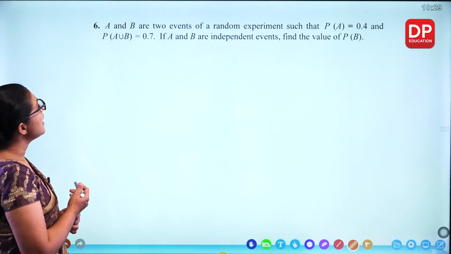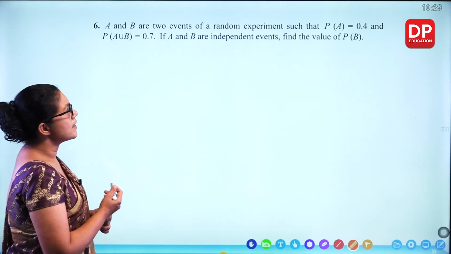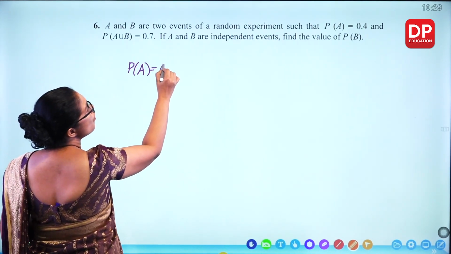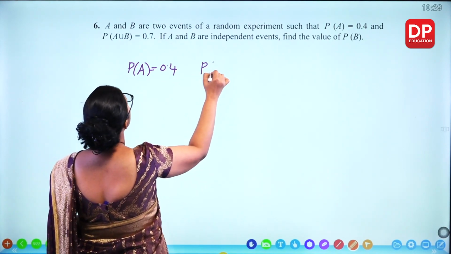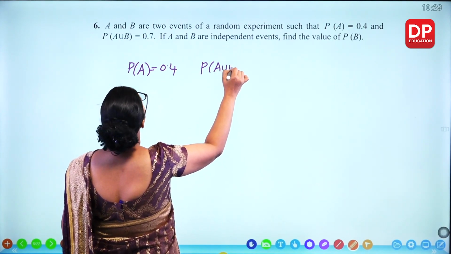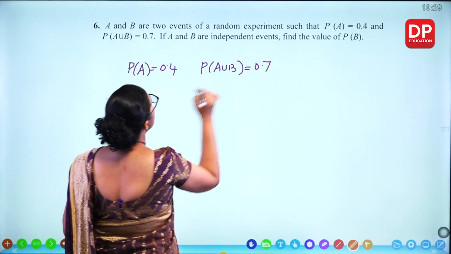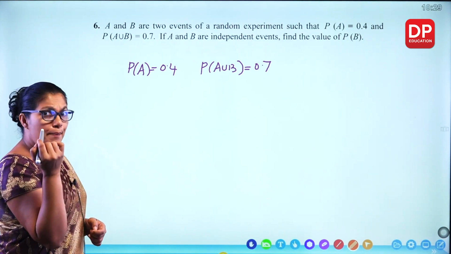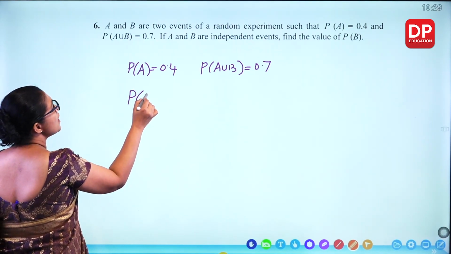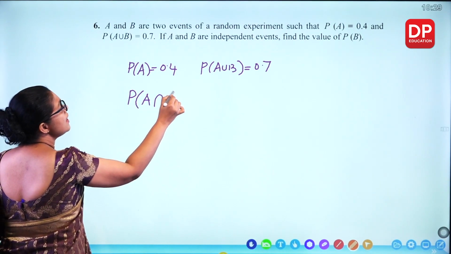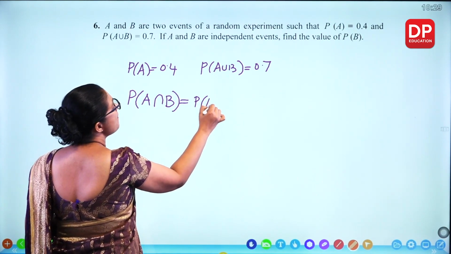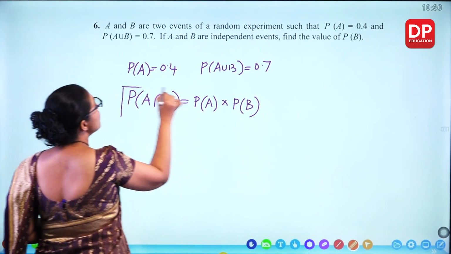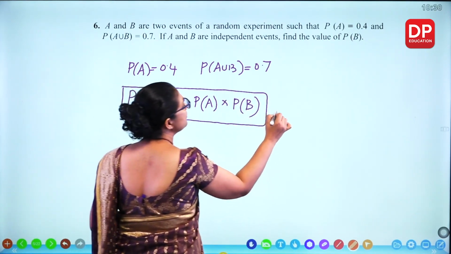Question number 6. A and B are two events of a random experiment such that P(A) equals 0.4, P(A union B) is 0.7. If A and B are independent, find the value of P(B). Independent means what's the situation? Intersection, we can write P(A) into P(B). That's the property of independent events.